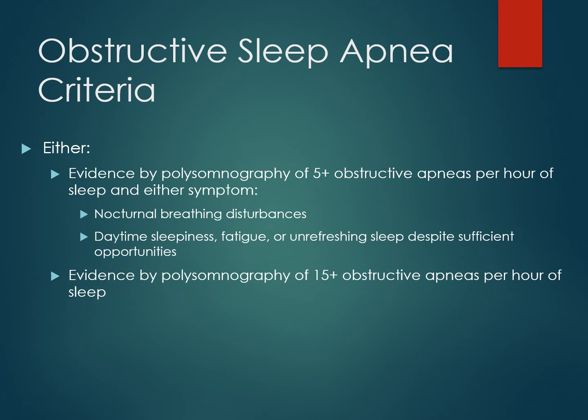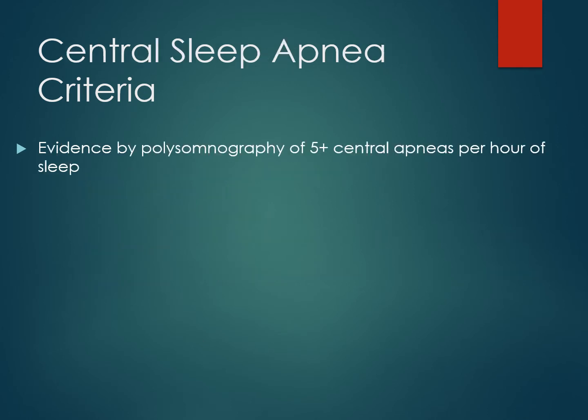For the diagnosis, the person must undergo polysomnography, meaning a medical sleep study, and there must be evidence of at least 5 obstructive apneas per hour that includes either nocturnal breathing disturbances like snoring or snorting, or the person must report excessive daytime sleepiness. Or the person needs to experience at least 15 apneas per hour of sleep. Snoring is typically a hallmark of obstructive sleep apnea, and this type of sleep apnea is most commonly found in individuals who are overweight.